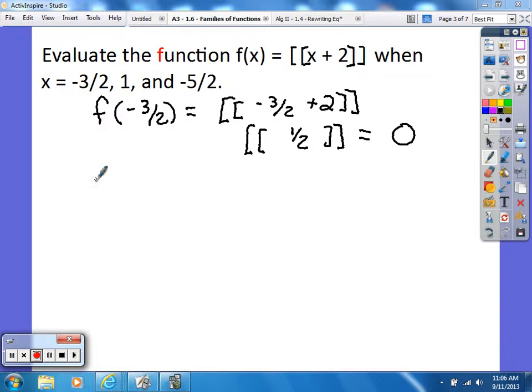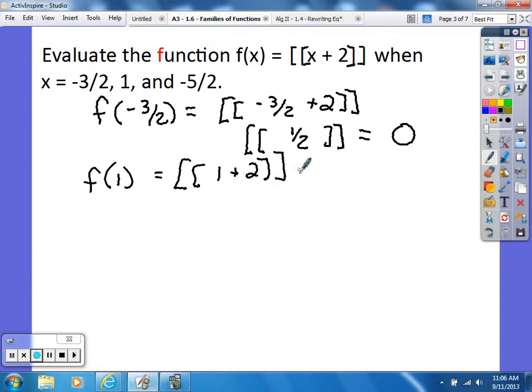So I had you do the next two. I'm going to do f of 1 real quick here. Plug in 1 plus 2. And 1 plus 2 is 3. And since 3 is a whole number, I'm done. I don't have to simplify it any further.